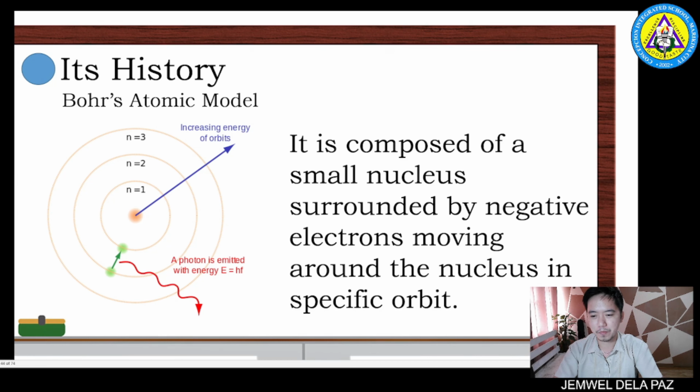specific orbit. This representation is similar to Rutherford's atomic model. It is just that Bohr's atomic model explained that aside from the electrons revolving around the nucleus, they are found in a specific orbit.